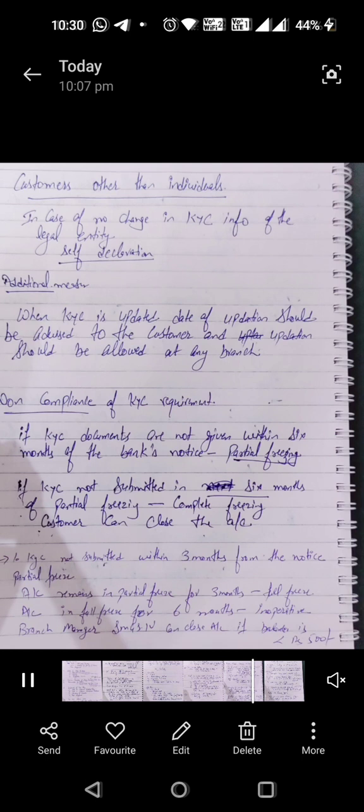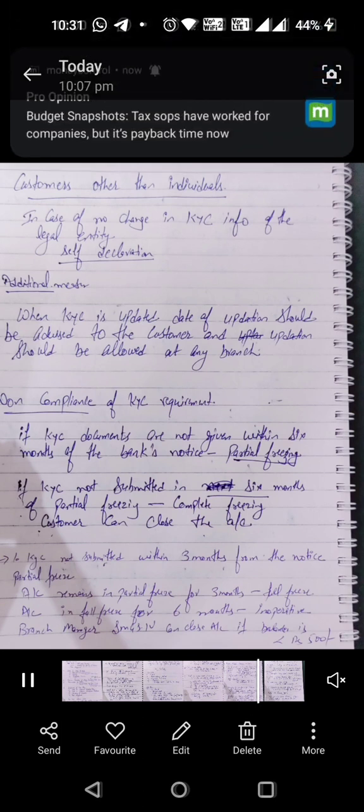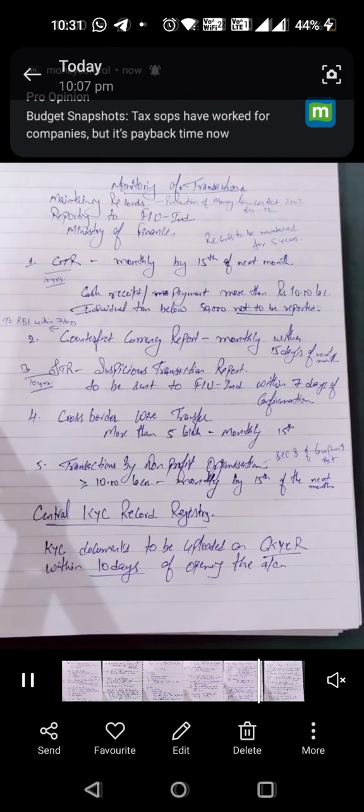Then non-compliance of KYC requirement. If the customer is not giving documents within 6 months of the bank's notice, then partial freeze will be done. Partial freeze means only credits are allowed, no debit is allowed. If after 6 months of partial freeze still customer has not given the KYC documents, complete freeze will be done. Means a customer will not be able to operate the account. That is no credit, no debit.